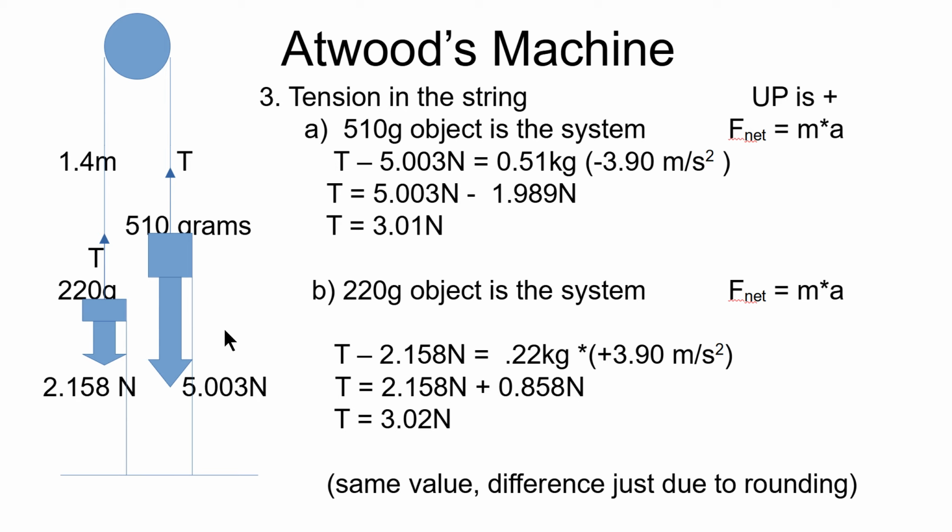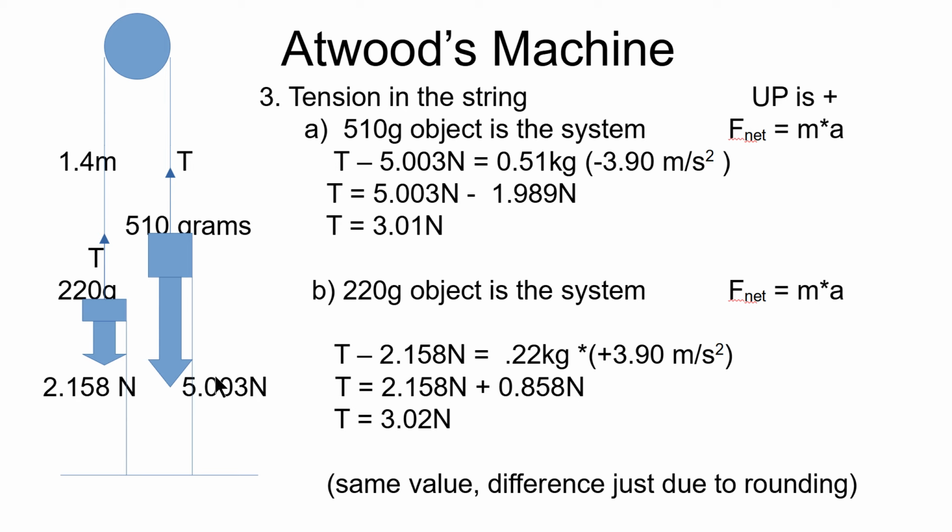You should pause the video now, use your calculator, and verify the numbers here. I'm adding 5.003 newtons to both sides, multiplying 0.51 times minus 3.9, and ending up with a tension of 3.01 newtons. Is this reasonable? Well, I'd say it is reasonable because the tension upward of roughly 3 newtons is smaller than the weight downward of 5 newtons. This object will go down.